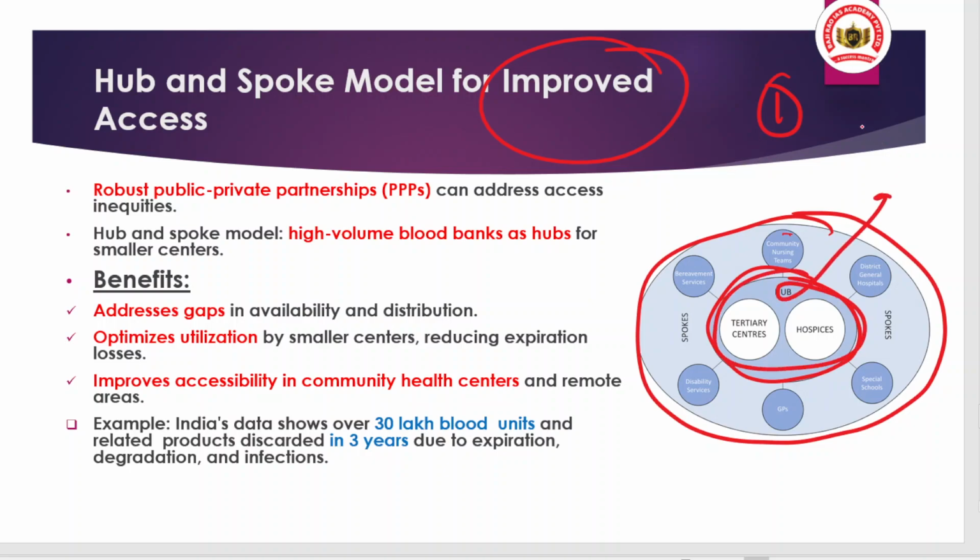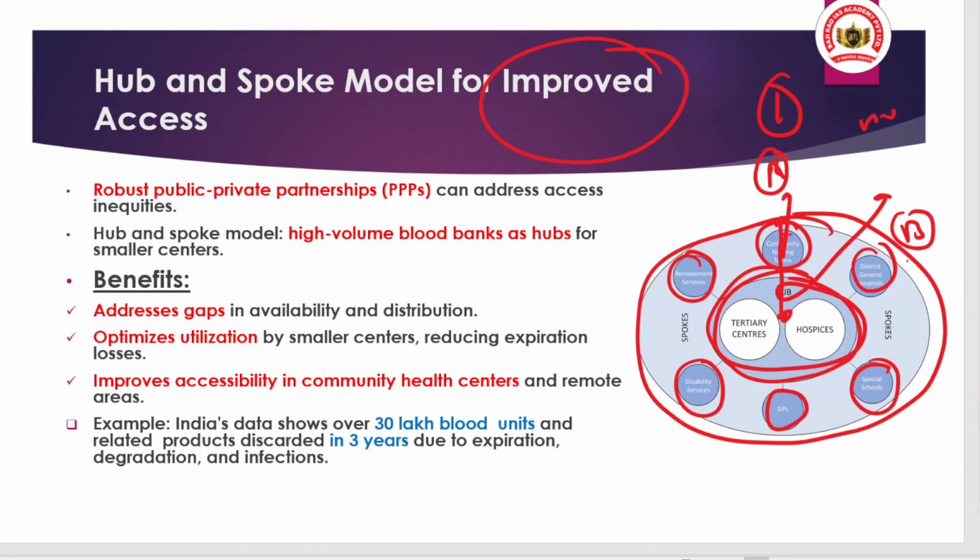there will be a centralized system that we will call the hub. Then there will be small blood centers in different regions and locations that we will call the spokes. Let's say whenever there is a lack of blood availability in blood center A, from the hub it can be transported or delivered to A, and suppose there is a lack of availability in B, it can be transported to B, then C, then D.